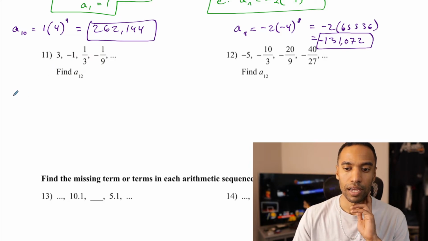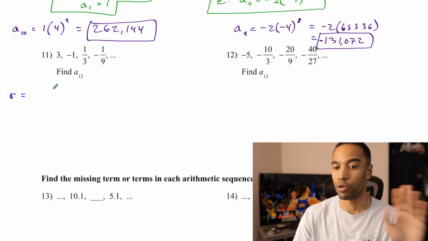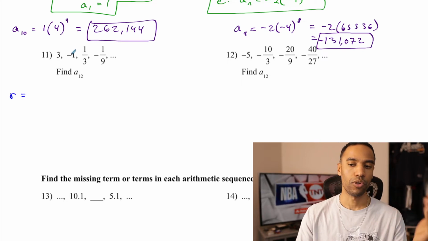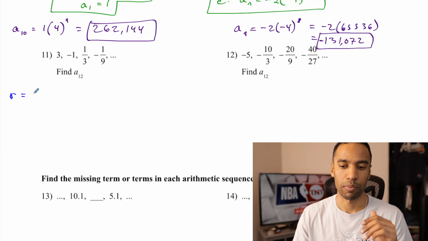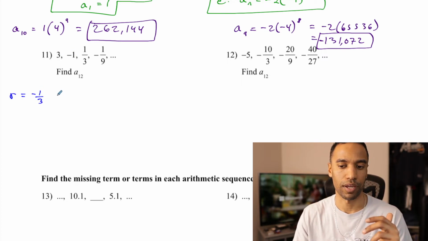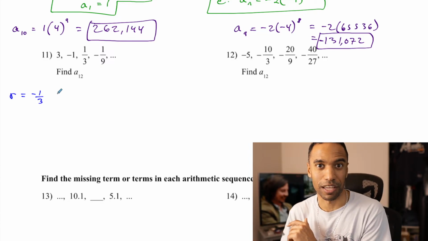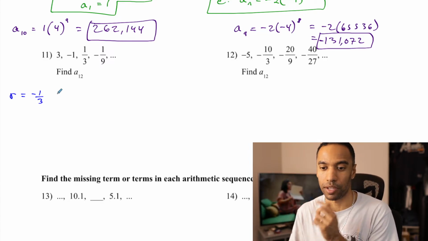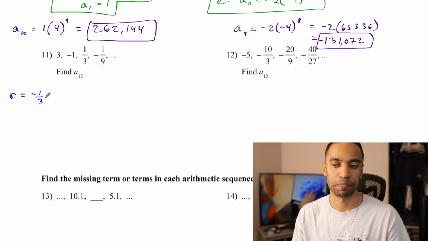If you're not sure, again, how do you find your common ratio? We already know it's geometric, so we already know it's a common ratio. How do you do it? Take one number divided by the one before it. What is negative 1 divided by 3? That's it. Negative 1/3. Don't put a decimal. Don't work anything out. This is what we're multiplying by.